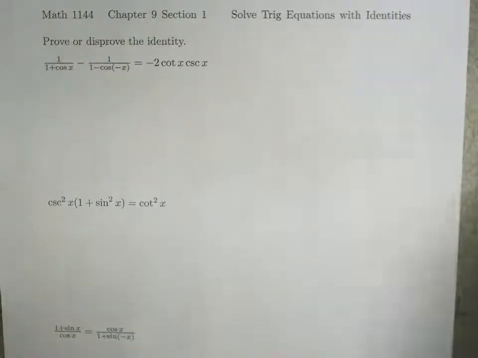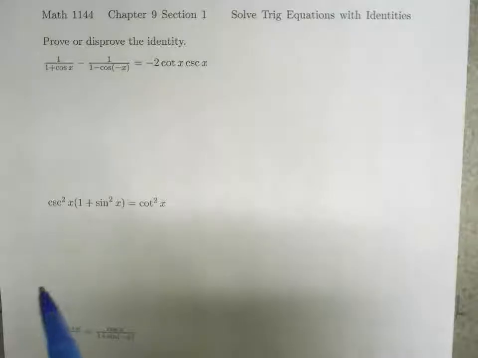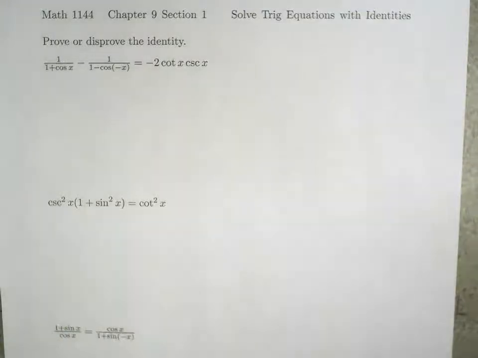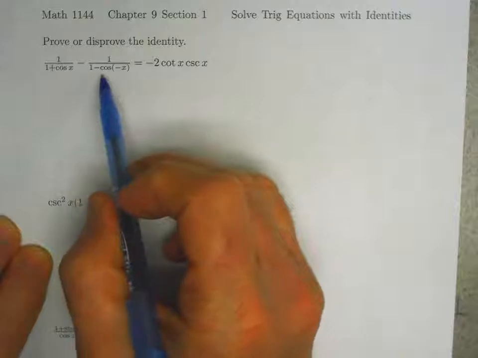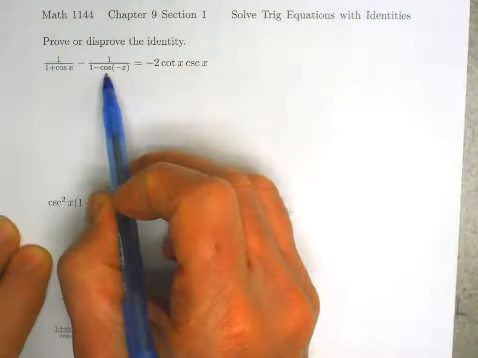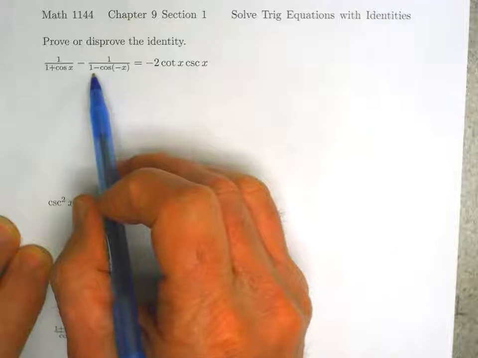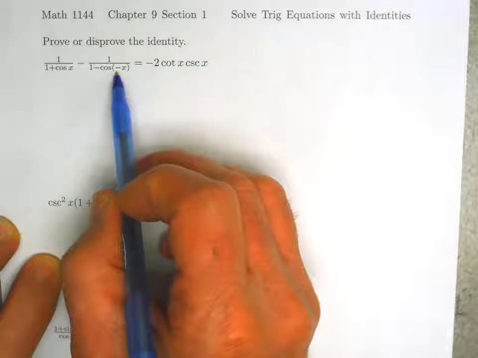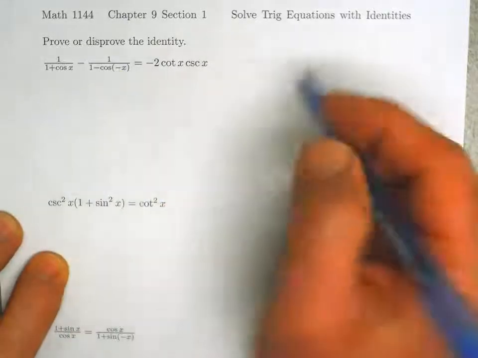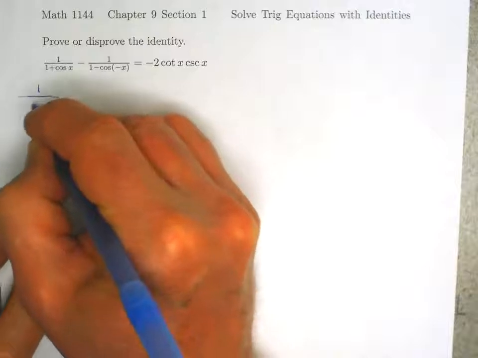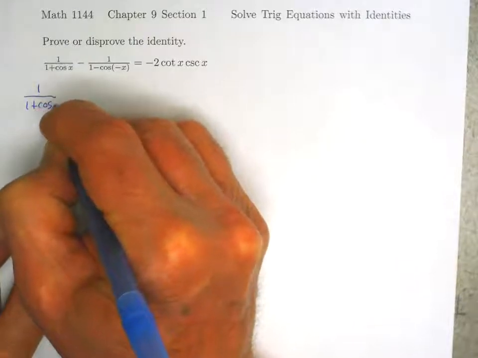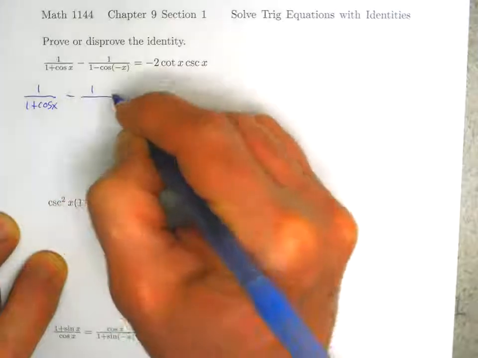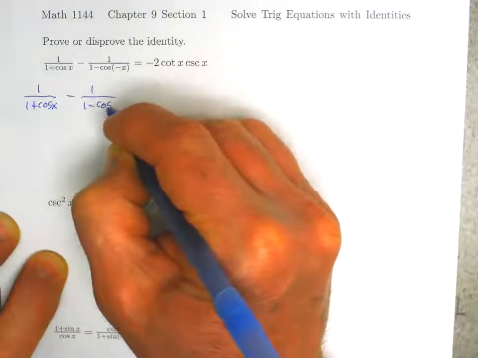But sometimes you need to carry out a simplified process before you begin to suspect that it might not be correct. So we'll do that to start with. So first, notice in this denominator, we have 1 minus cosine of negative x. But cosine of negative x is cosine of x. So I'll just rewrite 1 over 1 plus cosine of x minus 1 over 1 minus cosine of x.